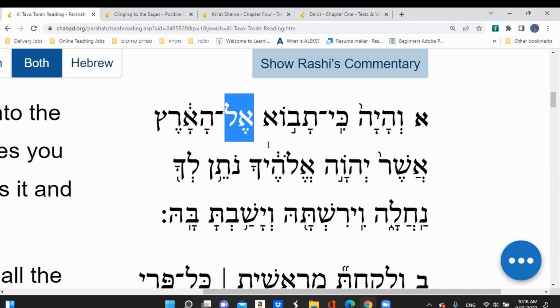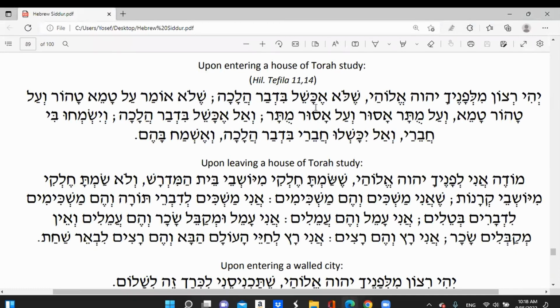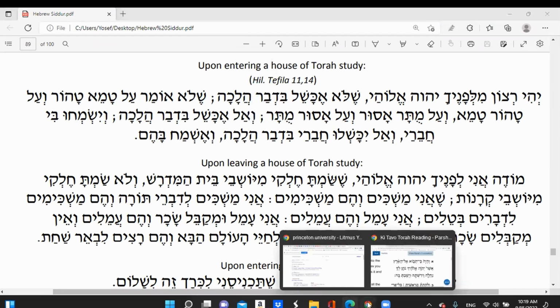Not. So if it's Al, Aleph Lamed, then that would mean not. Aleph Lamed with a Patach, with this vowel, then it would mean don't. Don't. Good. Al. We had it here. It's somewhere in here. Here it is. Al with a patach. That means don't. You shall not.